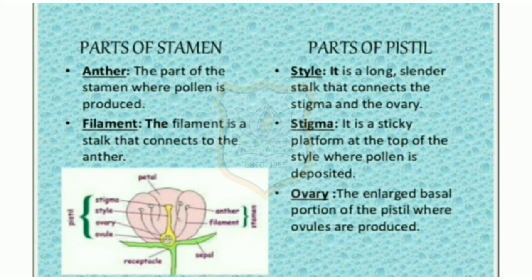Then, the parts of a pistil. Style is a long slender stalk that connects the stigma and the ovary. Stigma is a sticky platform at the top of the style where pollen is deposited. Ovary is the enlarged basal portion of the pistil where ovules are produced.